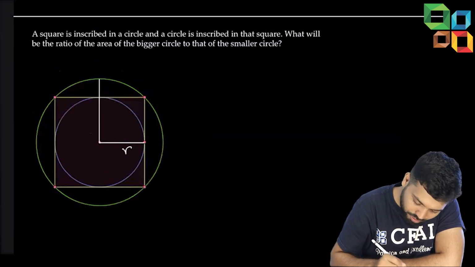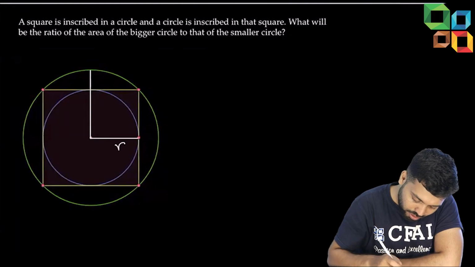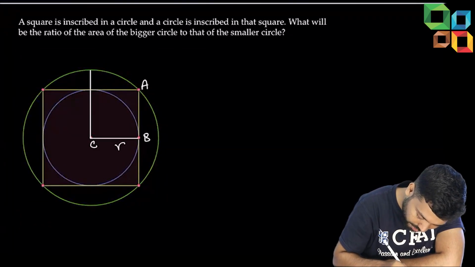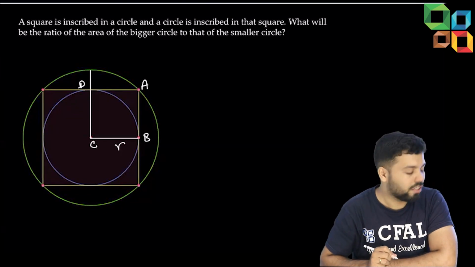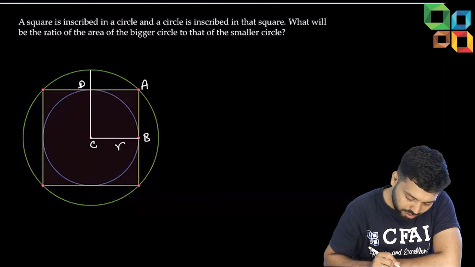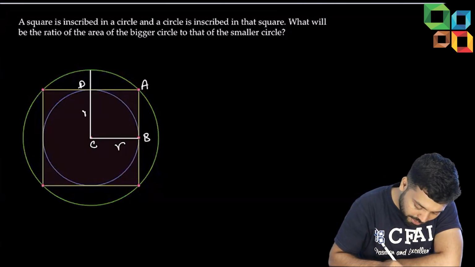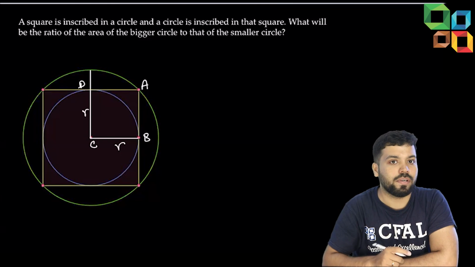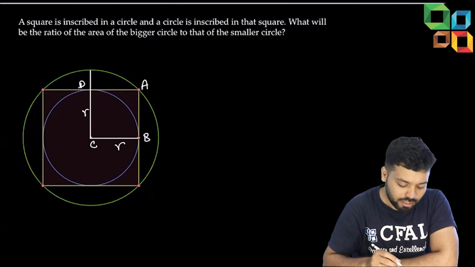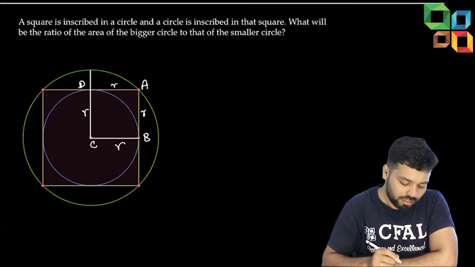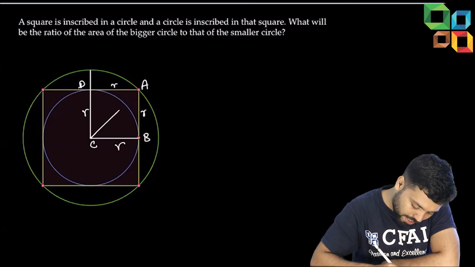Yeah, so if you see here, we have a square. ABCD is a square. CB is R, and AB is R, because CD is R, because it is a radius of the smaller circle. So automatically AD will be R as well. Now I apply Pythagoras theorem like this.